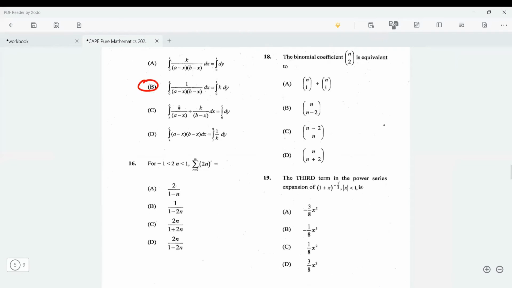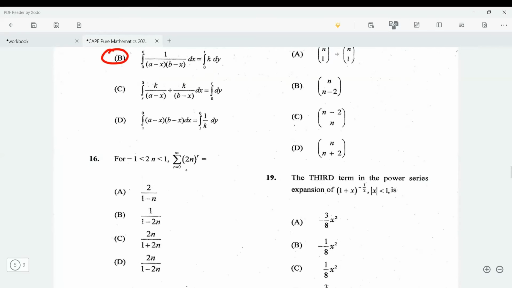All right, question number 16 says for 2n between 1 and minus 1, evaluate the sum from 0 to infinity of (2n) raised to the r. So if you plug in r as 0, we get 2n to the 0. Anything to the 0 is actually 1. So when you plug that in, you get 1 plus 2n raised to the first power plus 2n raised to the second power and continue.